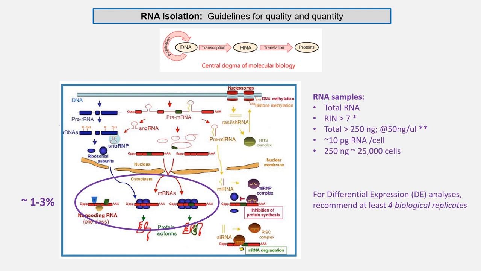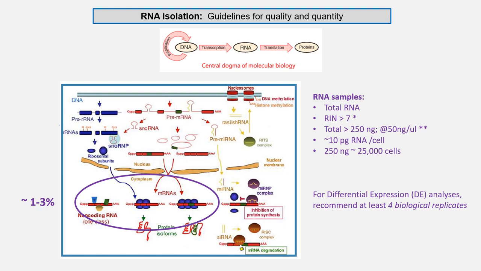How much RNA is 250 nanograms? Well, the typical cell has about 10 picograms of RNA, so 25,000 cells would be required to generate 250 nanograms. But these are ideal numbers, and they're the numbers that are typically required by a commercial vendor. We have made many successful libraries for much less and much worse material than this.